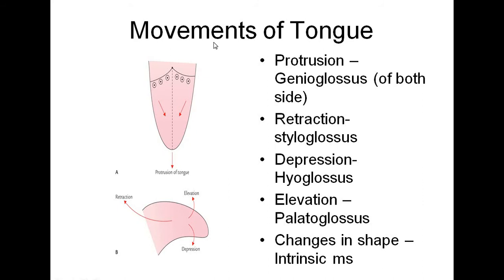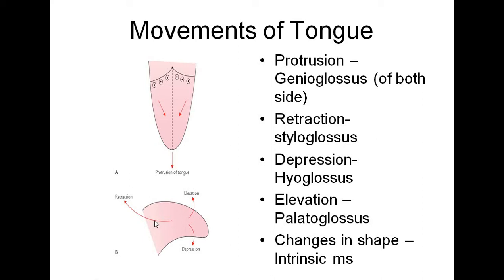Now movements of the tongue. The possible movements of the tongue: protrusion of the tongue occurs by the action of the genioglossus muscles on both sides. As I have told you, on either side of this median septum, there are 4 intrinsic and 4 extrinsic muscles present. So both the muscles should act simultaneously to perform the action.